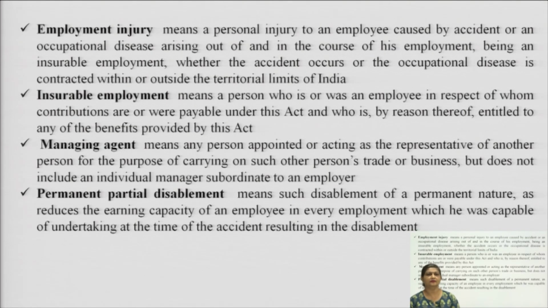Now, managing agent means any person appointed or acting as the representative of another person for the purpose of carrying on such other person's trade or business, but does not include an individual manager subordinate to an employer. Now, next is permanent partial disablement, which means such disablement of a permanent nature as reduces the earning capacity of an employee in every employment which he was capable of undertaking at the time of the accident resulting in the disablement.